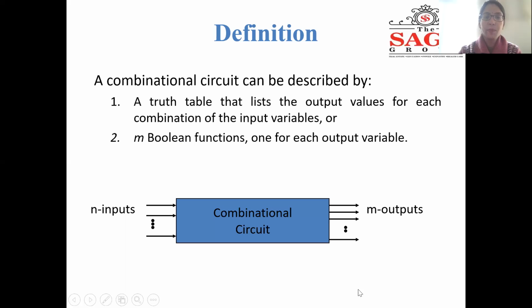A combinational circuit can also be described with the help of a truth table that will list the output values for each combination of input variables. From the diagram, it is clear that in a combinational circuit, n inputs are there and m outputs are there.